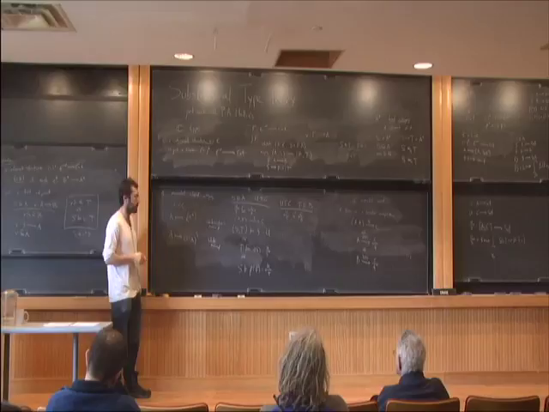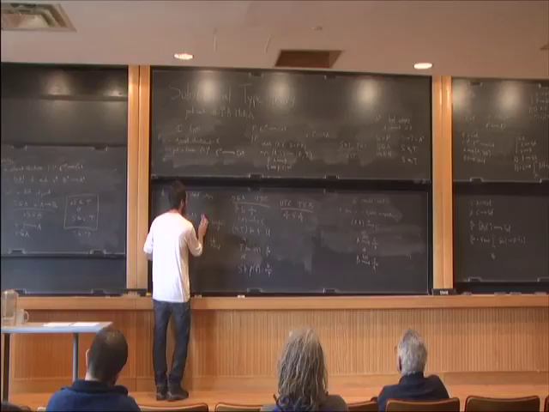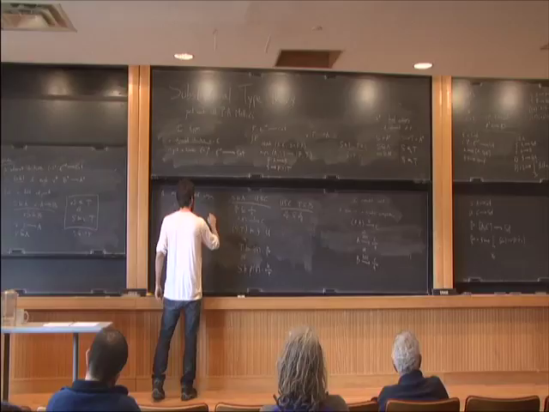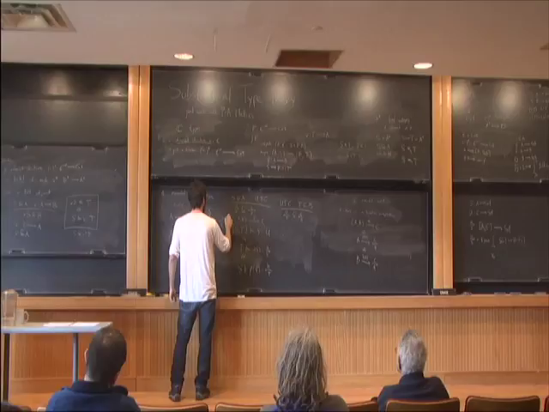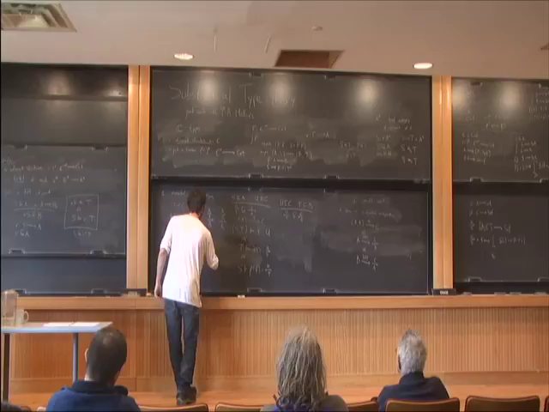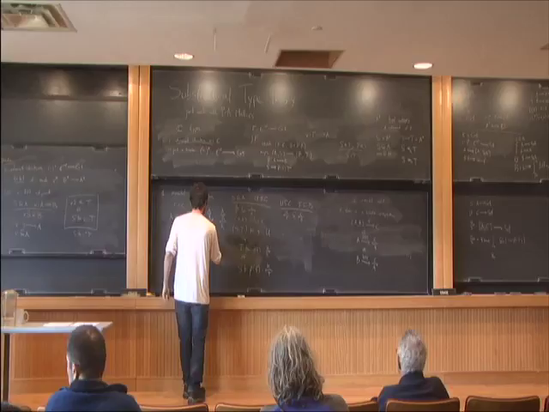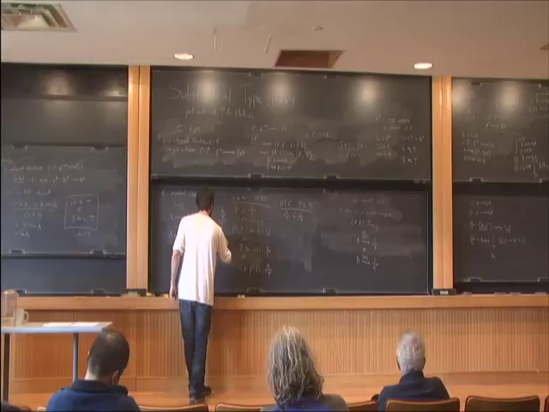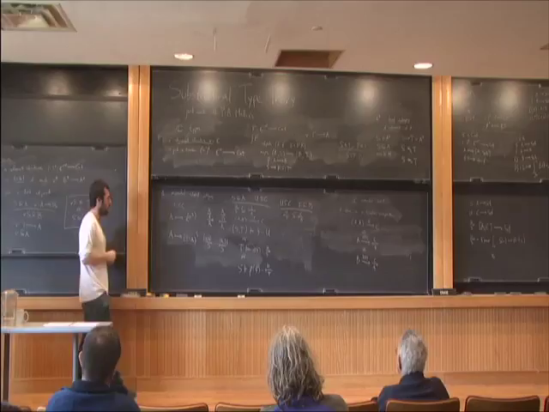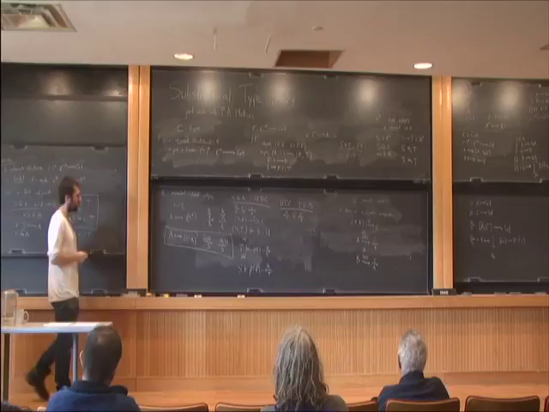So we have this and this, and we have this and this. Okay, so I'm going to be using this fact, this state monad.